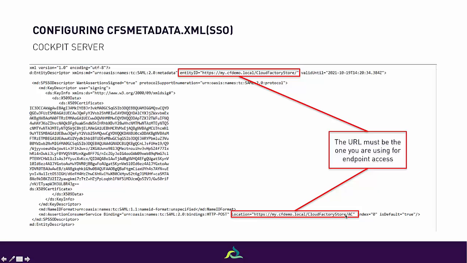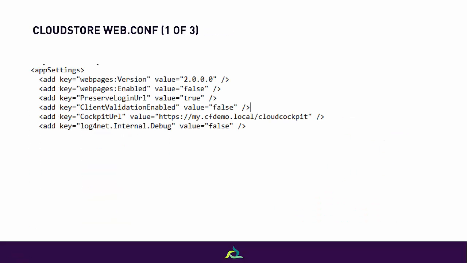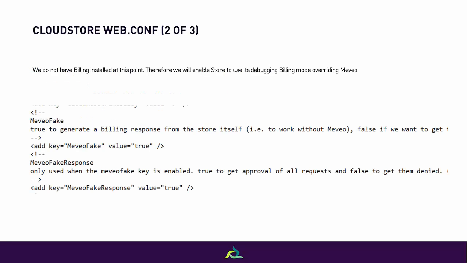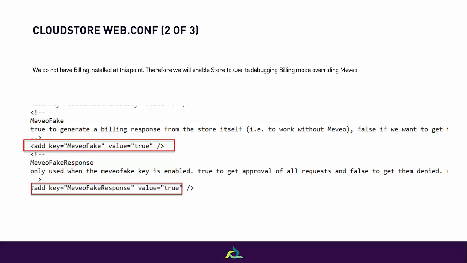And the final step is you go to the web.conf file in CloudStore and you make sure you set up the CloudCockpit URL. In this case, it is mycfdemo.local. I use HTTPS in my environment, so you need to make sure that follows in yours as well. The second step for the web.conf: we do not have billing in use or installed, so I will change the key for Meveo fake from false to true, and also the Meveo fake response from false to true.